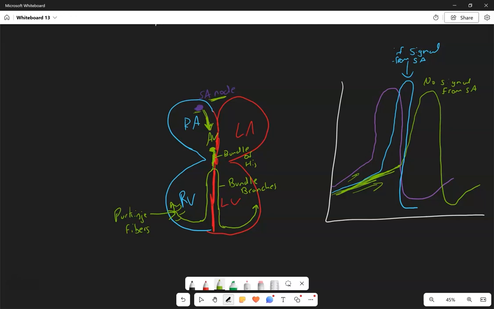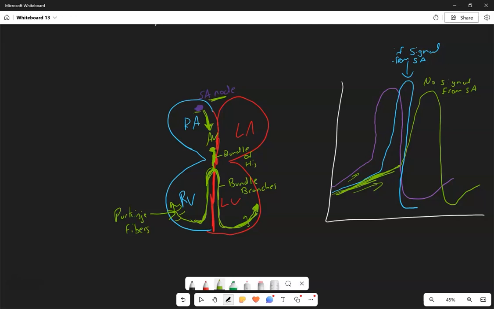Okay, so the signal will go from the SA node, travel down to the AV node. Okay, from the AV node, it comes down through the bundle of His, splits into the left and right bundle branches. Then at the apex, it flips around and comes up the Purkinje fibers. Okay, and that is the pathway that the electrical signal takes through the heart.